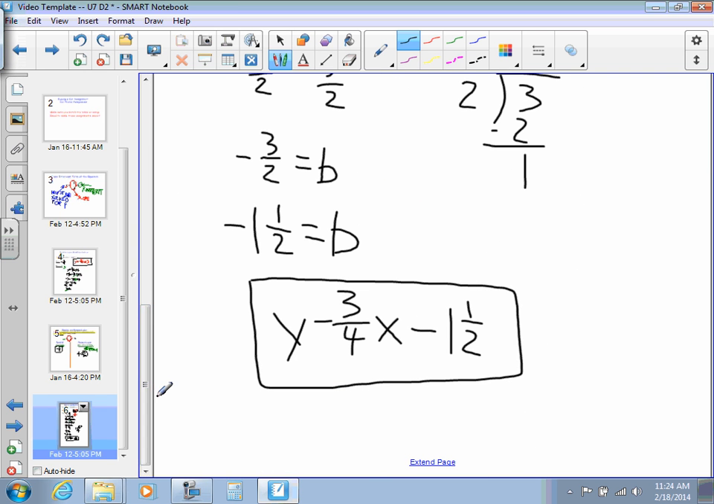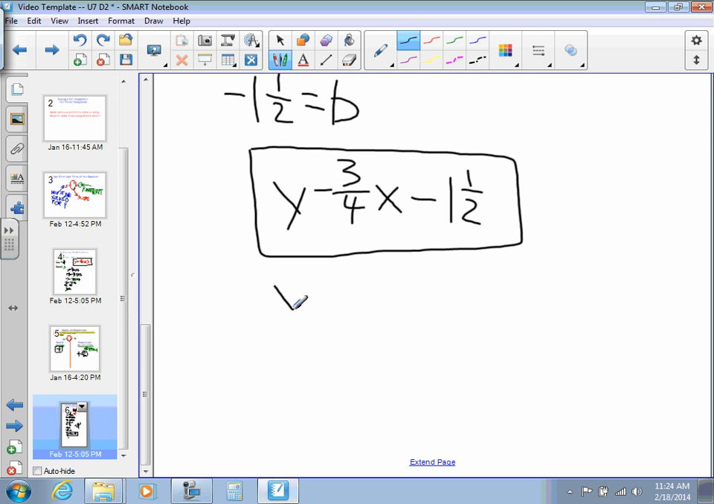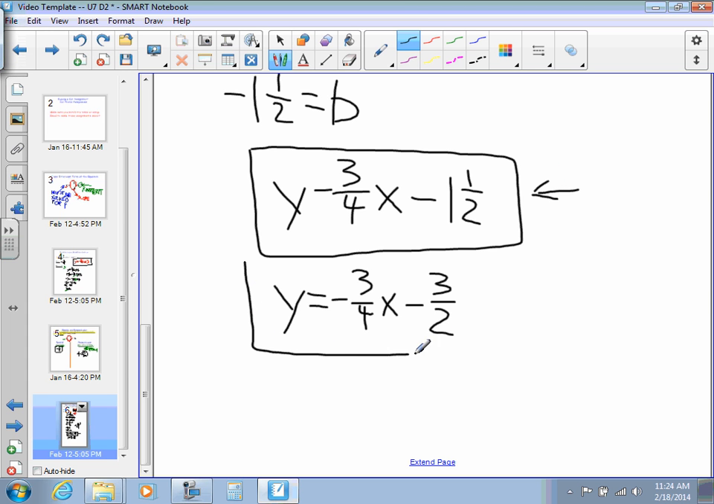Again, this is the slope-intercept form of my equation. I could have also written it as y equals negative 3/4 x minus 3 over 2. Either form is acceptable. If you're going to graph it, you want this form. If you're not going to be graphing it, this might be the easier form to work with. But it depends exactly what you're doing. Either way works.